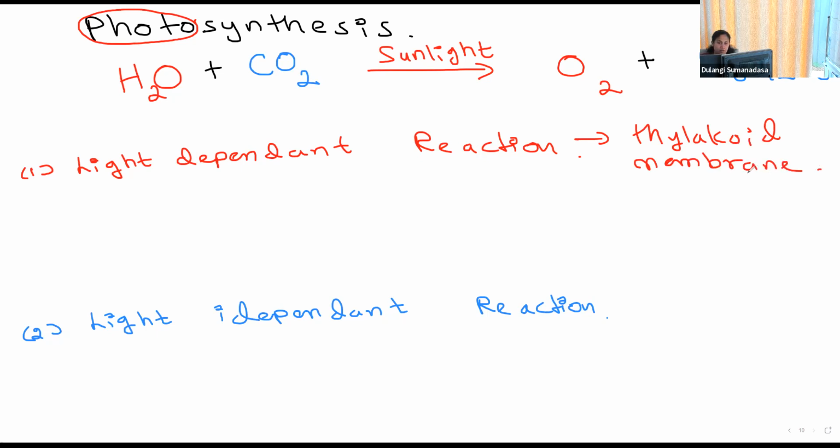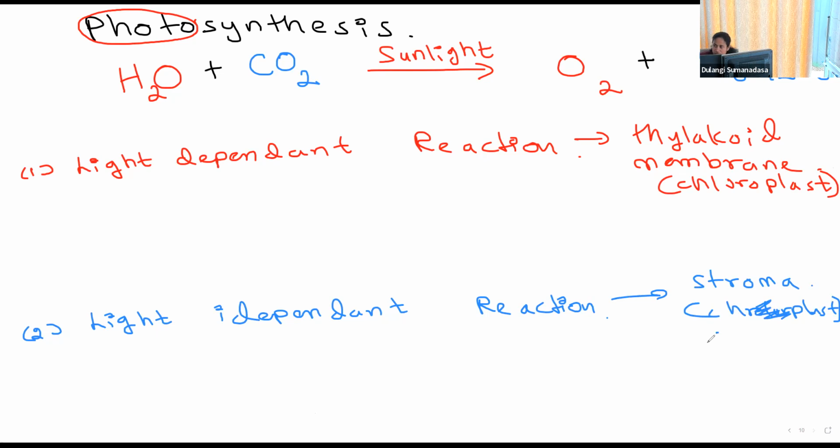Don't write just the thylakoid membrane. I want you to write down that it's part of the chloroplast. And light independent, there's no light trap, so it can happen in the stroma, but this stroma is part of the chloroplast as well. Right?